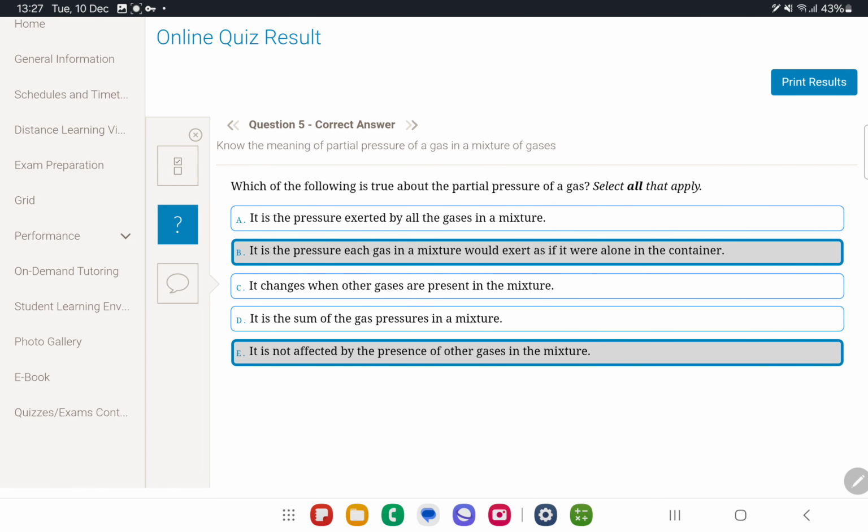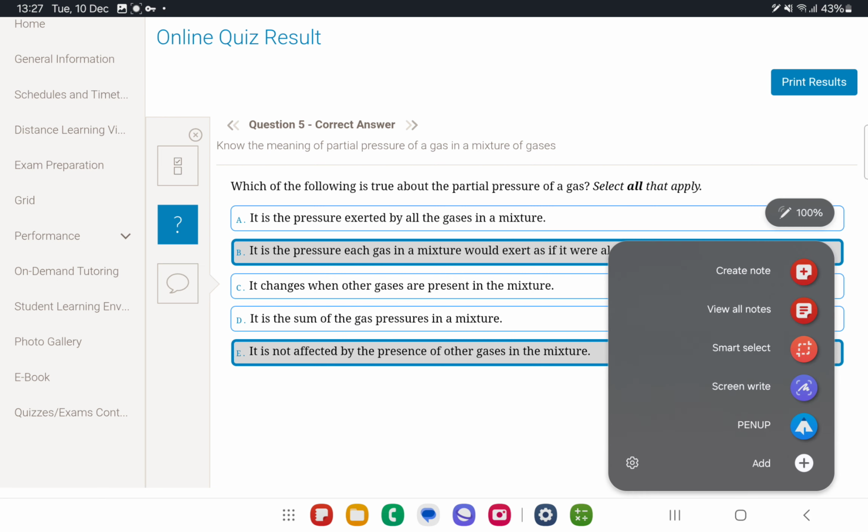Now, question 5. Which of the following is true about the partial pressure of a gas? Okay, now what they mean by partial pressure, imagine this. Let me just picture that for you.